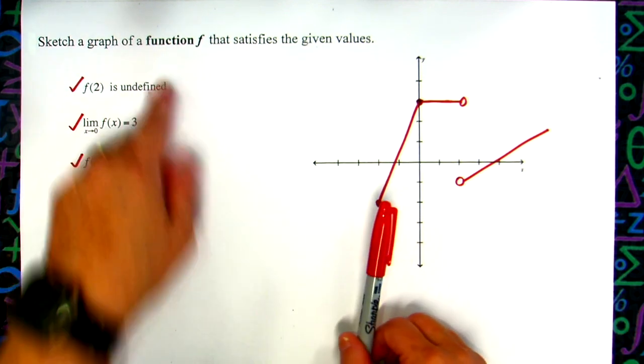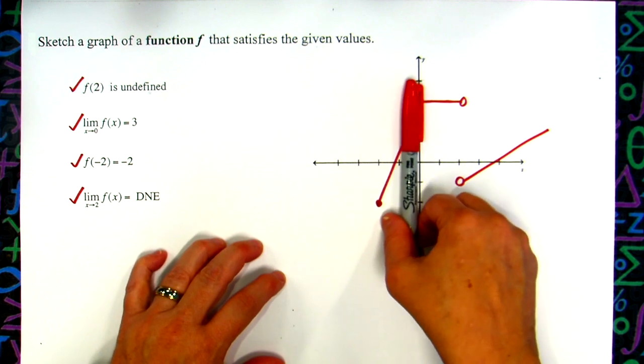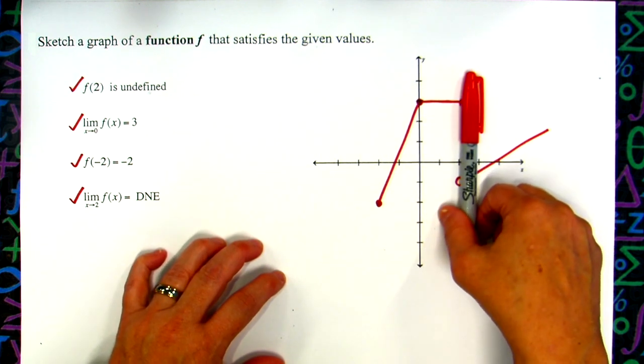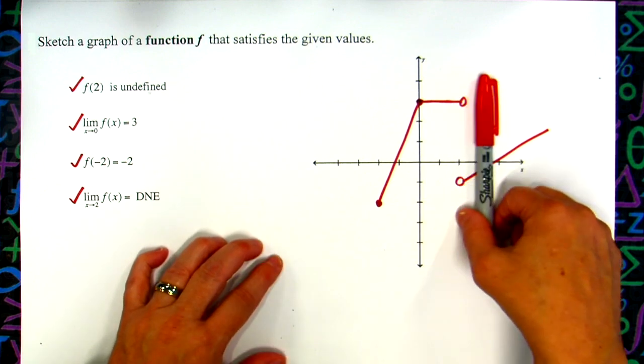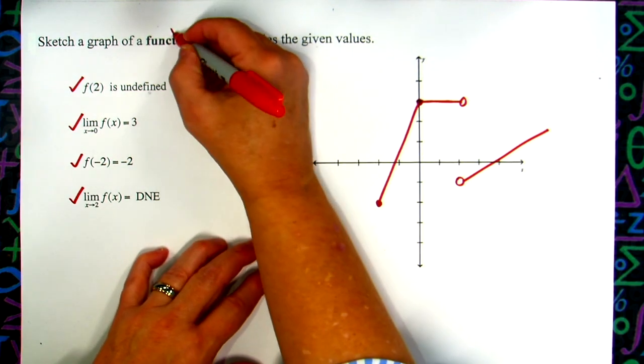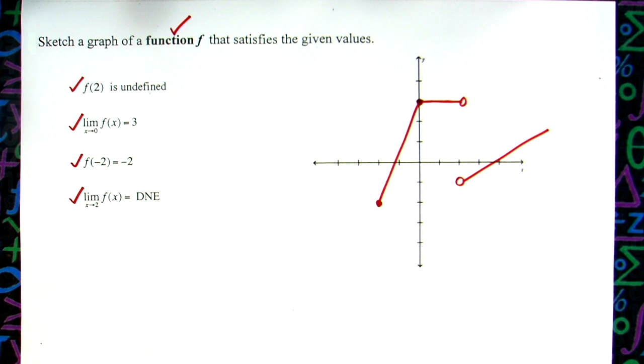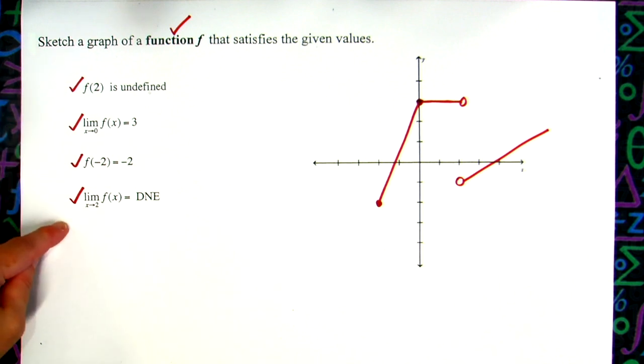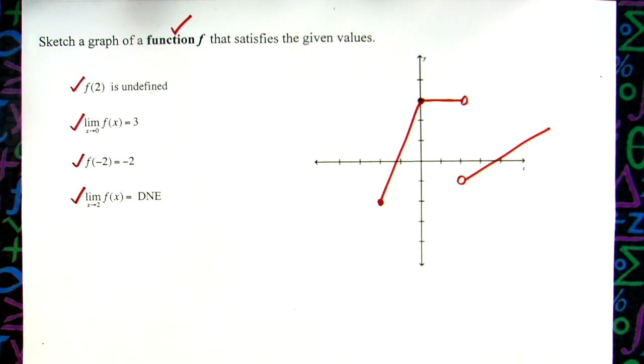Now I want to test for function. I'm going to go through and make sure it passes the vertical line test. Since I had 2 open dots there, it still passes the vertical line test. So yes, it is a function. But like I said, these can be drawn as multiple different pictures, because as long as you meet all of your conditions and it's still a function, then you're still good to go.